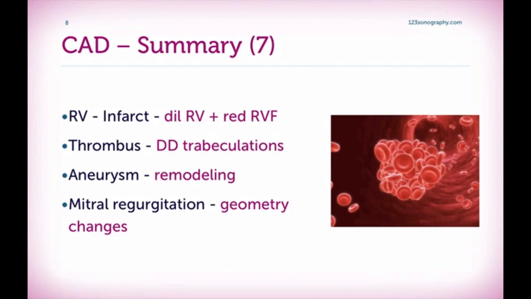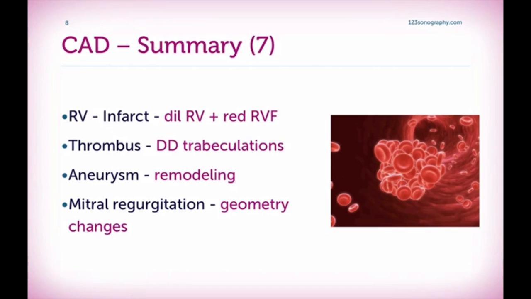Further complications are RV infarct, which is fairly frequent, where you will find a dilated right ventricle and a reduction of right ventricular function. Thrombus formation can occur both in the acute setting of myocardial infarction or in the chronic stages. Beware that you have to differentiate a thrombus, especially if it is small, from trabeculations.